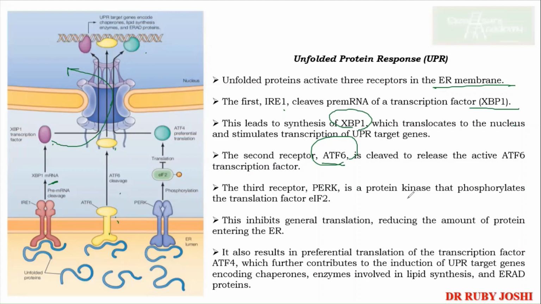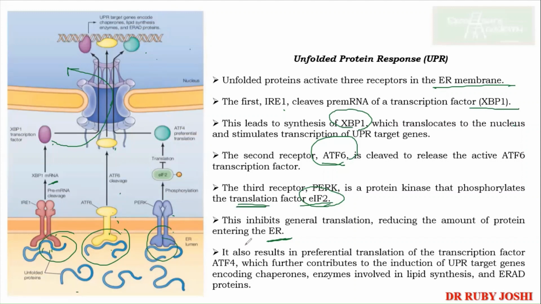It's a protein kinase that phosphorylates translation factor eIF2, eukaryotic initiation factor 2, if you remember from the translation. Okay, now this inhibits general translation, reducing the amount of protein entering the ER. So here you can see how these receptors are getting activated, because they see that there is so much expression of the unfolded proteins present. Okay, so when they interact here, this results in the activation of your IRE1, ATF6 and PERK, eventually resulting in the transcription factor activation, which goes into the nucleus, and in the nucleus, the gene expression is for the UPR target genes and to stop the translation.